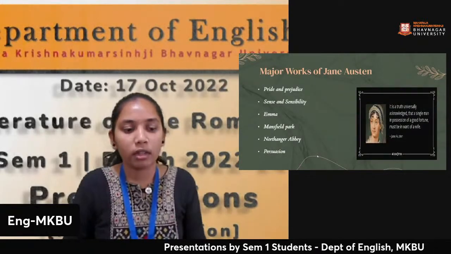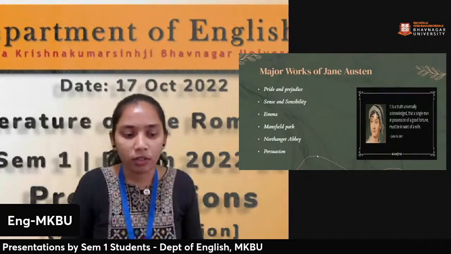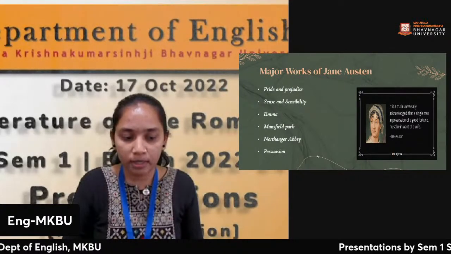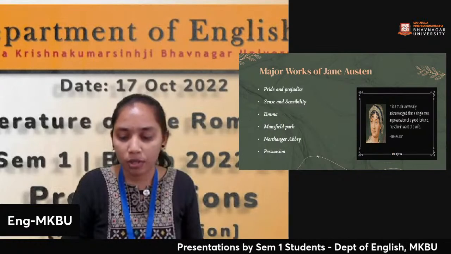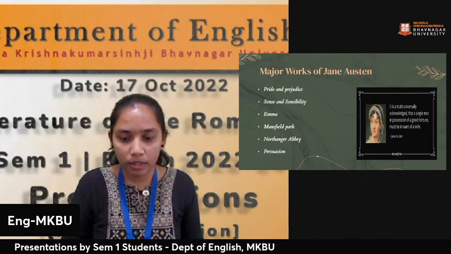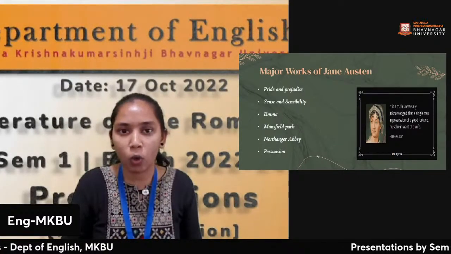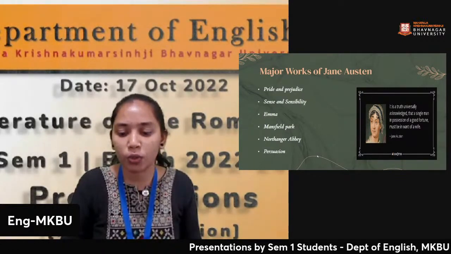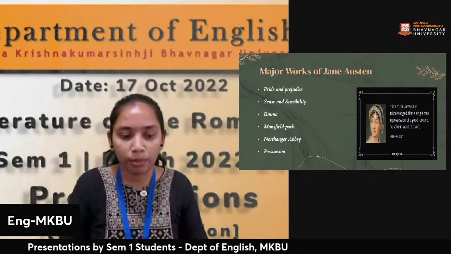Here are the major works of Jane Austen. First one is Pride and Prejudice. Second one is Sense and Sensibility. Emma, Mansfield Park, Northanger Abbey, Persuasion. Here is a famous quote of Jane Austen. It is a truth universally acknowledged that a single man in possession of a good fortune must be in want of a wife. It is a famous dialogue from Pride and Prejudice.